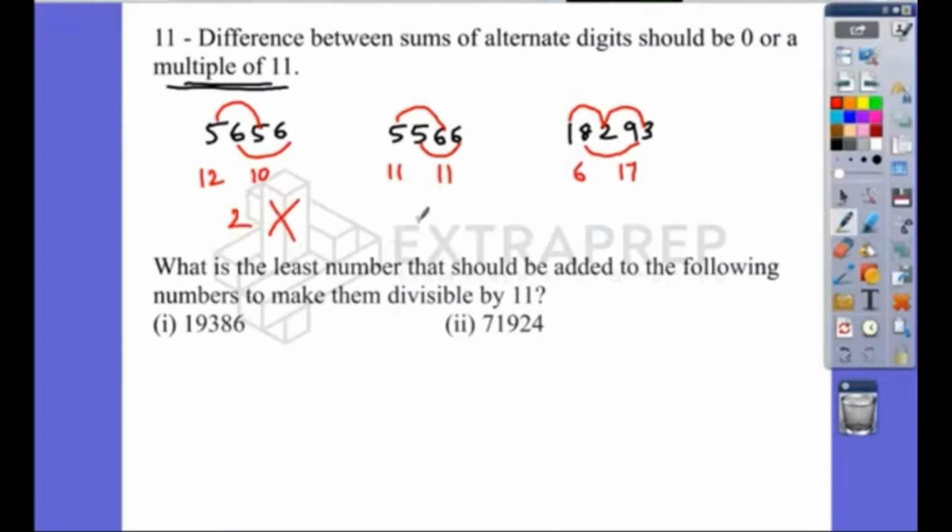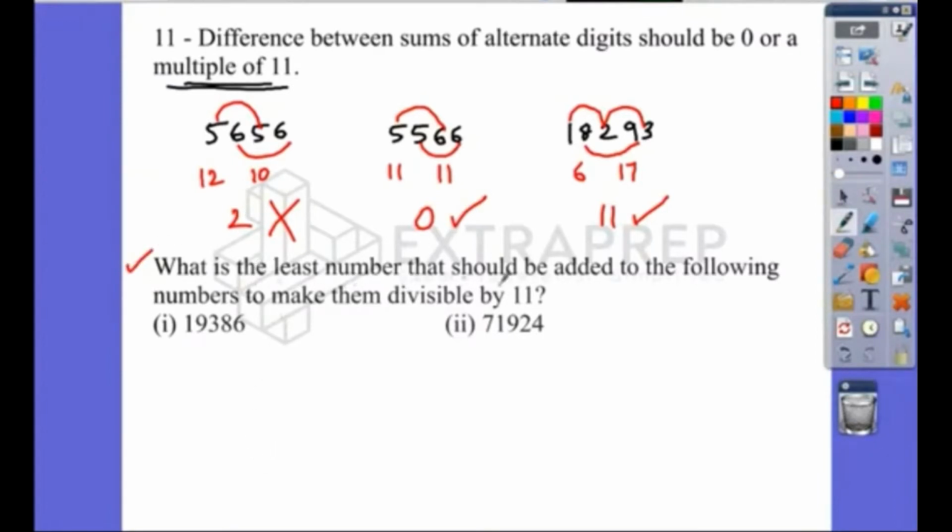This is not divisible by 11. 0, this is divisible by 11. The difference is 11, so this is also divisible by 11. So the difference between sums of alternate digits should be 0 or a multiple of 11. Clear? That's the rule for 11. Now if that is understood, you should be able to solve this problem.